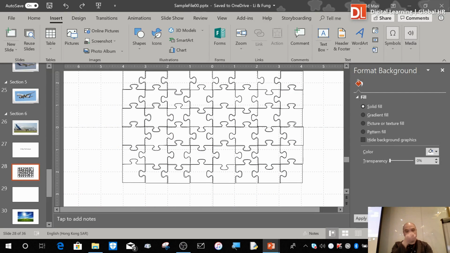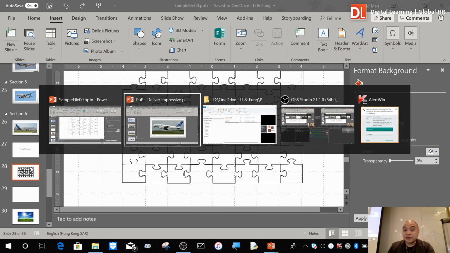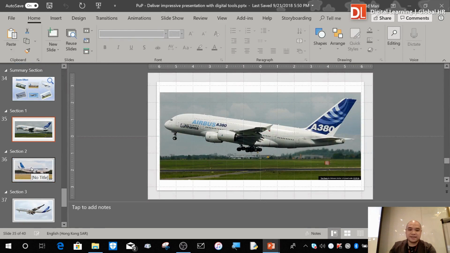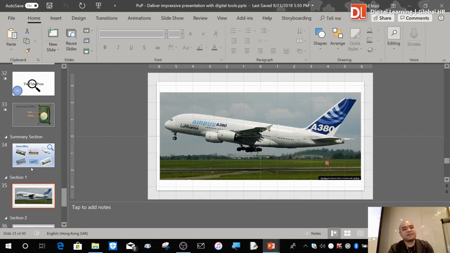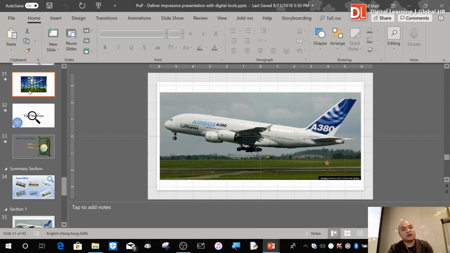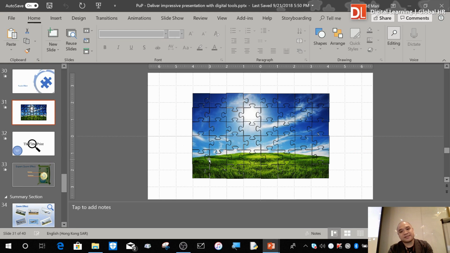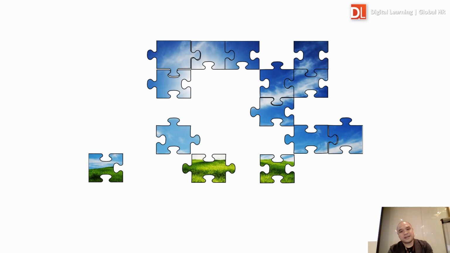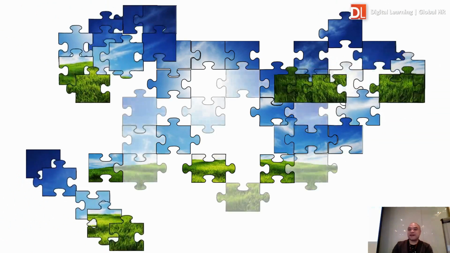And now, it's okay for the zoom effect. After the zoom effect, I would like to teach a very important effect, that is the puzzle effect. So how to make the puzzle effect? How to do it?